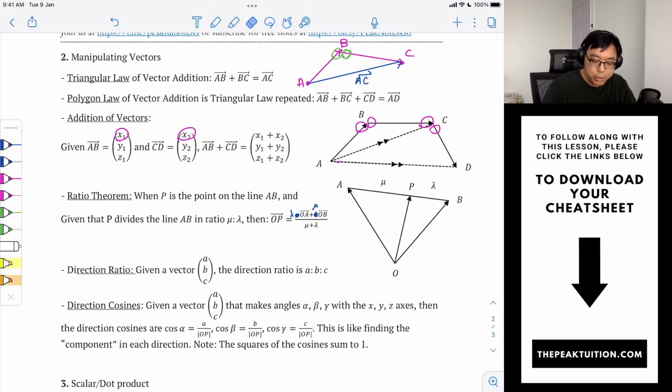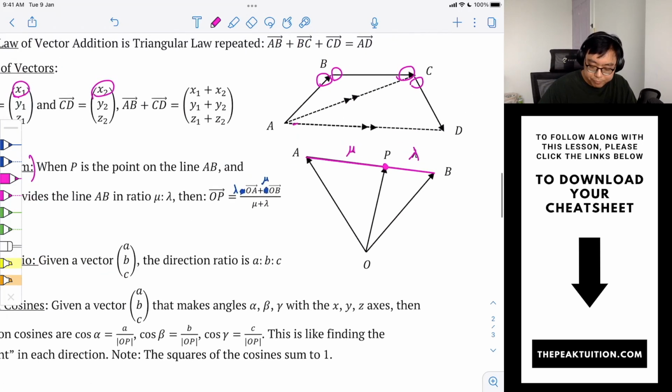And then when we have a mix of two vectors, this is called the ratio theorem. When we have two points, A and B, that join to form a line, and we have a point on the line that we're interested in, we know that this point has a ratio of mu to lambda from A to B. In this case, we can find the position vector of P. Position vector is just the vector of the point from the origin, right?